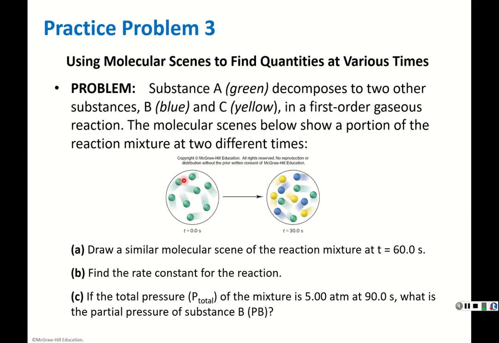So we started with 1, 2, 3, 4, 5, 6, 7, 8, and at time 30 we are at half of that left. So this would represent 1 half-life. Draw a similar molecular scene of the reaction at T equals 60. Find the rate constant for this reaction. And finally, if the total pressure of the mixture is 5 atmospheres at 90 seconds, what is the partial pressure of substance B?